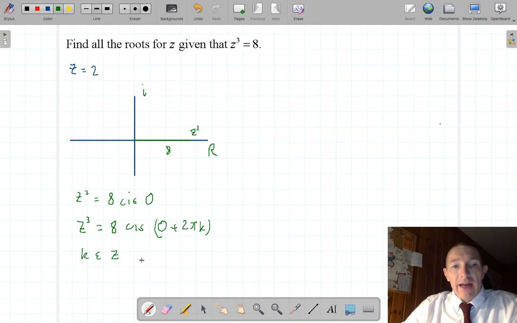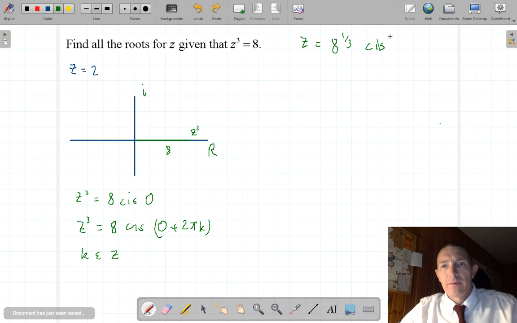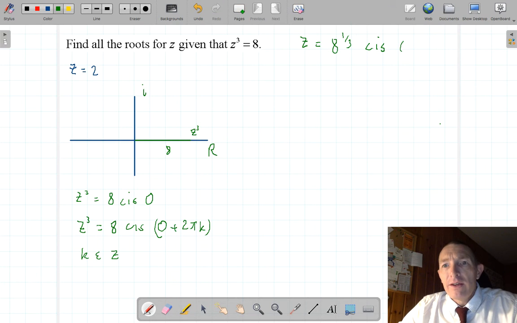Now we're almost there, because the next thing we're going to do is take a cube root of both sides. And when I take a cube root of both sides, it's going to be 8 to the power of a third. And this number inside the CIS, the argument, so CIS, 0 plus 2 pi k, that can all be written over 3, because I can divide it by 3. And the reason I can do that is because of the things that we've learned with de Moivre's theorem.